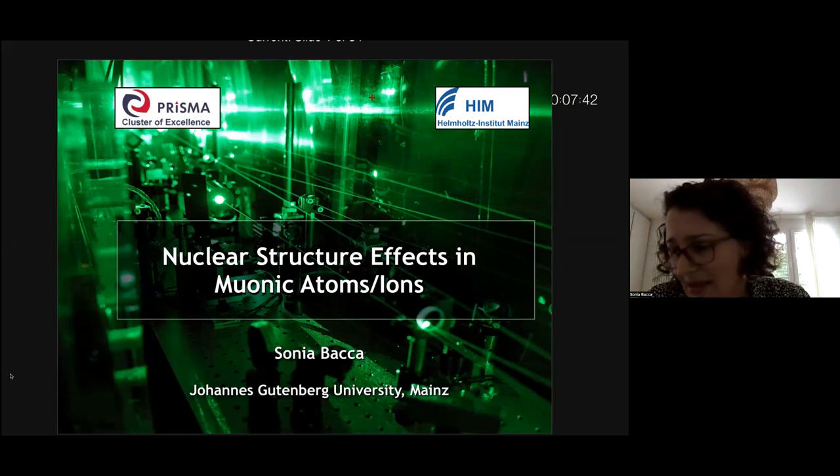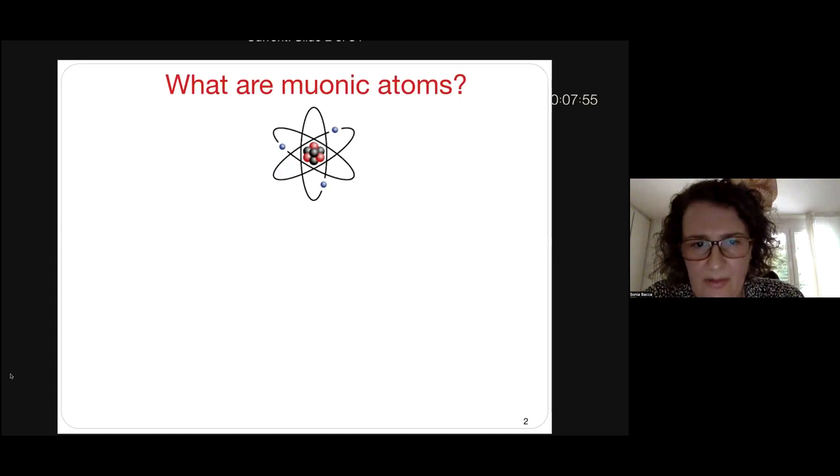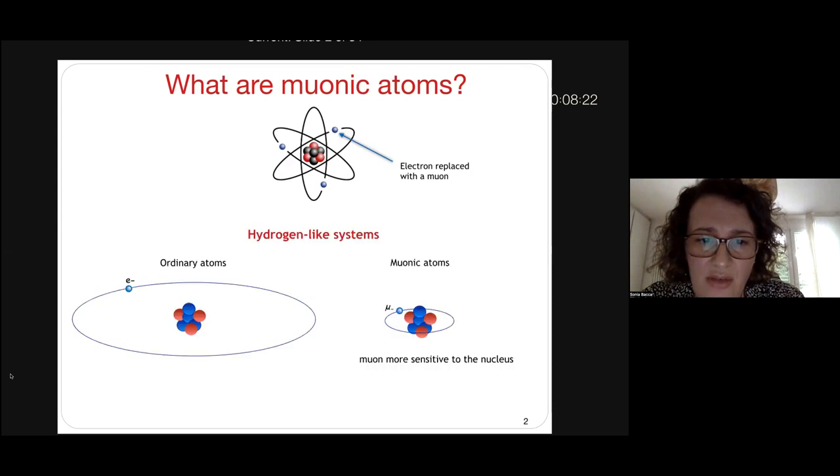So nevertheless, I thought I'd take this opportunity to show you what we have been doing in this field of muonic atoms, also the latest things we have done. So let's start. What are these muonic atoms or ions? First of all, you can take an atom and make it more exotic in that you replace one electron with a muon. But what we're going to do today is look only at hydrogen-like systems, where there is just one muon orbiting a nucleus.